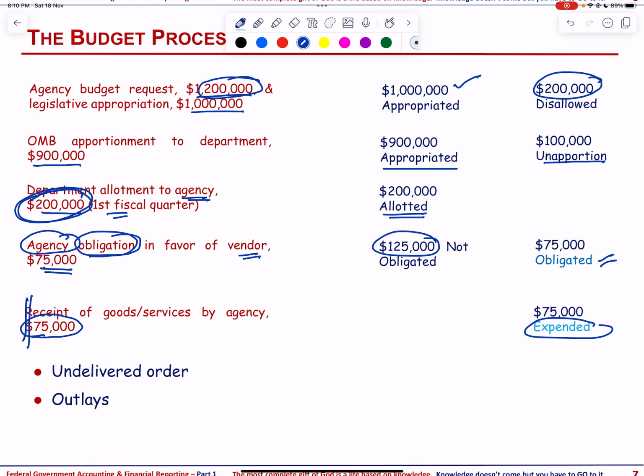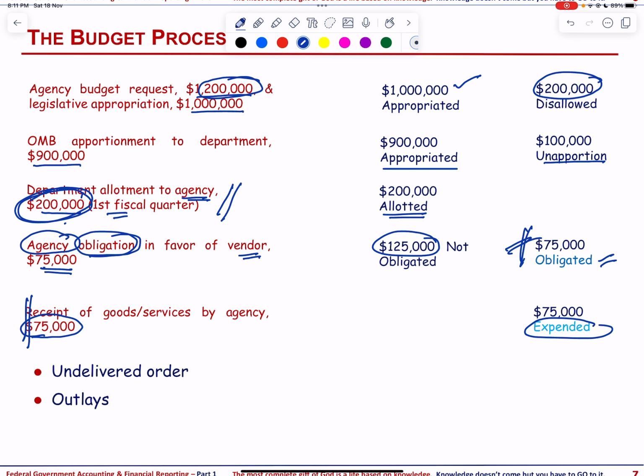It's a violation to incur an obligation without sufficient budget authority to do so. For example, if they have been allotted 200,000, and they spend more than 200,000 or obligate more than 200,000, then they are violating. So resources are obligated and identified in the accounting system as an undelivered order when a purchase order is placed or a contract is signed. This is an undelivered order.